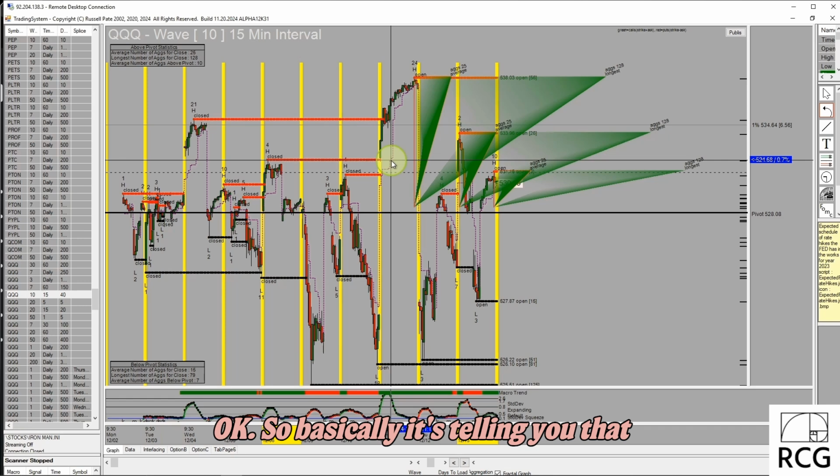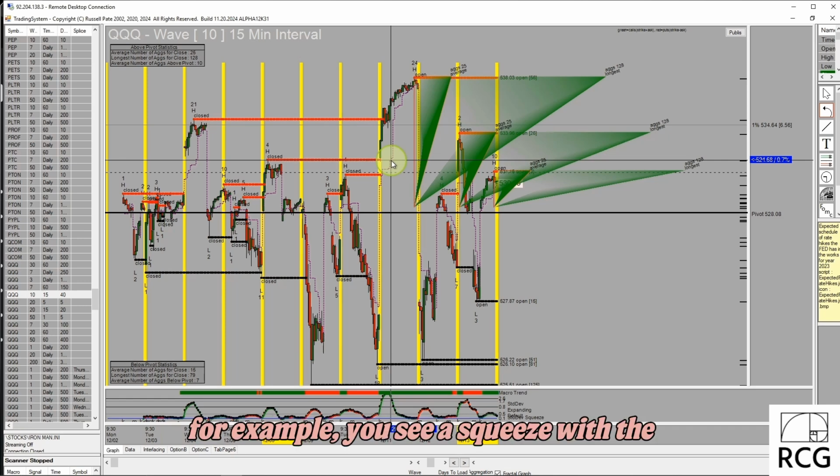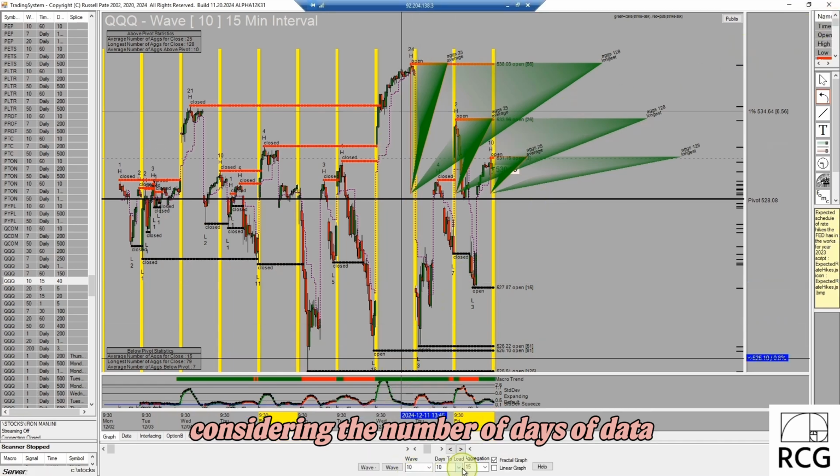Okay, so basically it's telling you that, for example, you see a squeeze with the green macro and you see the market above the pivot, so it's telling you that we can see H10 value, so you can consider for calls. So that is all, and it can also be used to compare whether the market is bullish or bearish, considering the number of days of data you are looking at.